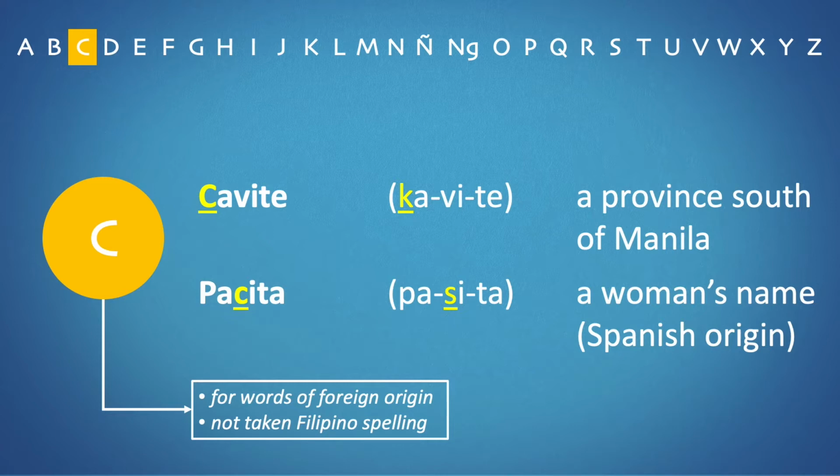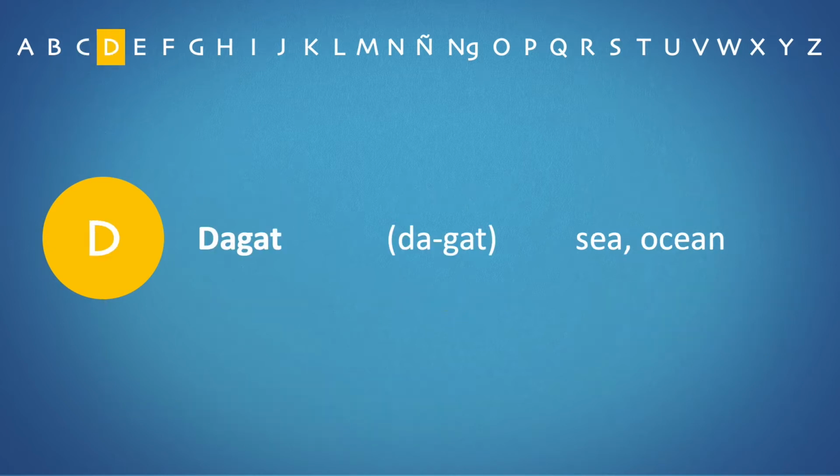For example, Cavite, which is a province south of Manila. Another one is Pasita. Letter D, Dagat, meaning sea or ocean.